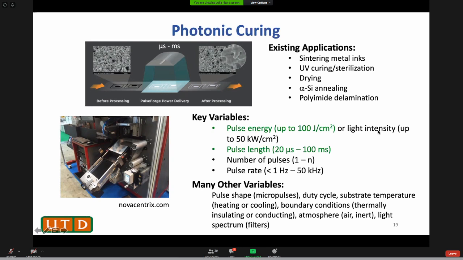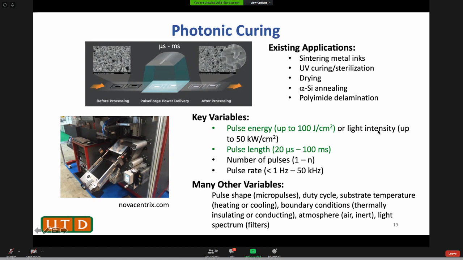There are other variables. For example, you can still heat the sample temperature slightly while you shine light on it. You can blow air with the air line to cool it fast. You can process in air or in nitrogen, so you can control the chemistry. And you can put a filter to select the spectrum of light you want to use for this. But most of what we do, we're just going to control these two things. I'll show you an example.